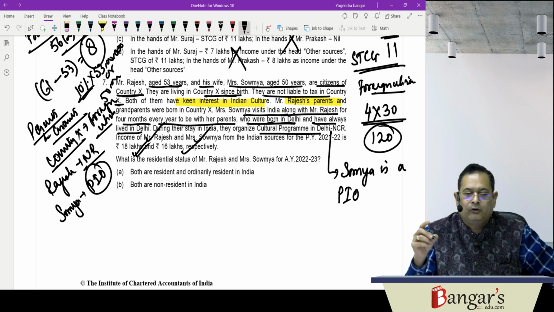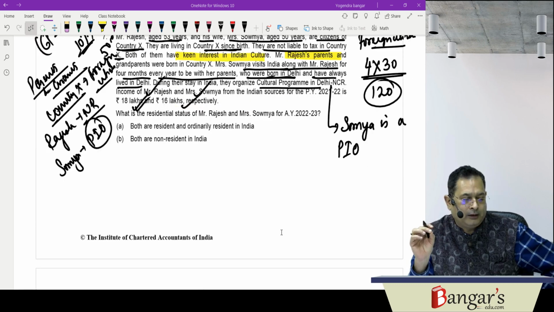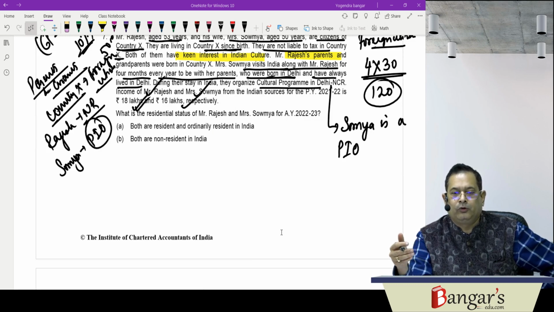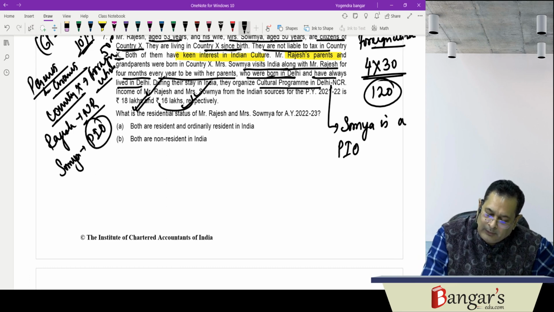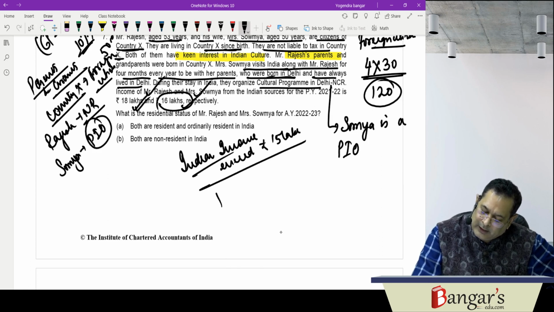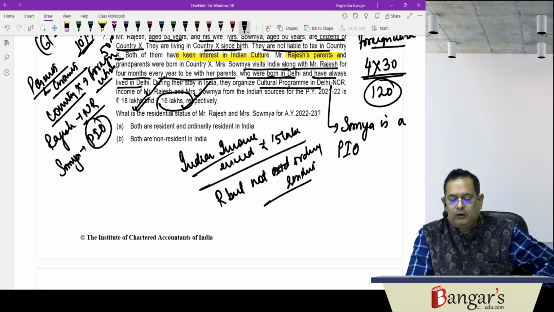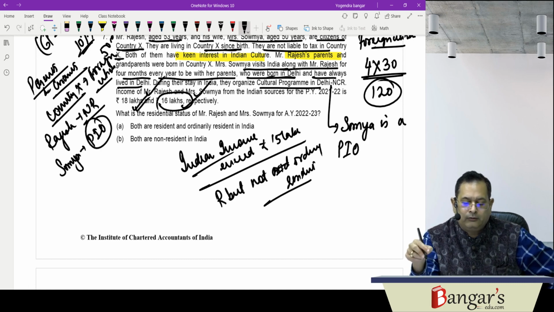But Soumya is a person of Indian origin, and she is coming to India for the purpose of visit to India. She is satisfying the conditions. She is in India for 120 days or more during the previous year, but not exceeding 182 days. Besides this, she is having Indian income exceeding 15 lakh rupees. So, she will be regarded as resident, but not ordinarily resident in India. So, the answer is: Rajesh is NR and Soumya is resident but not ordinarily resident.